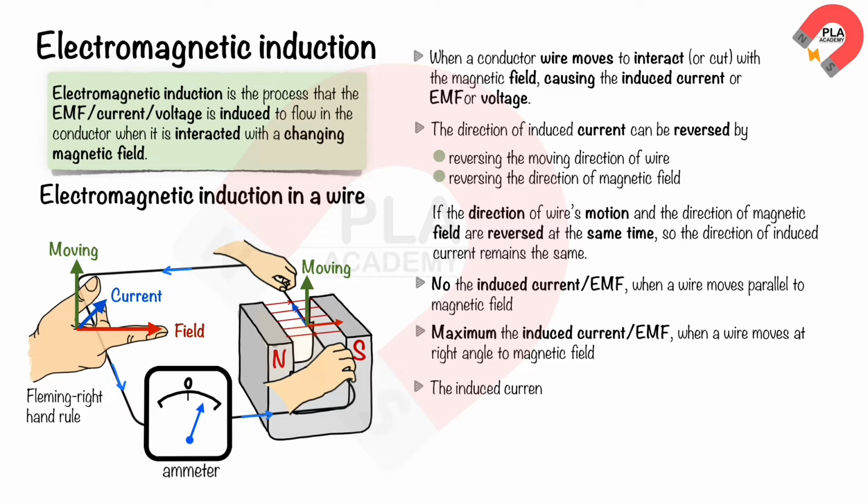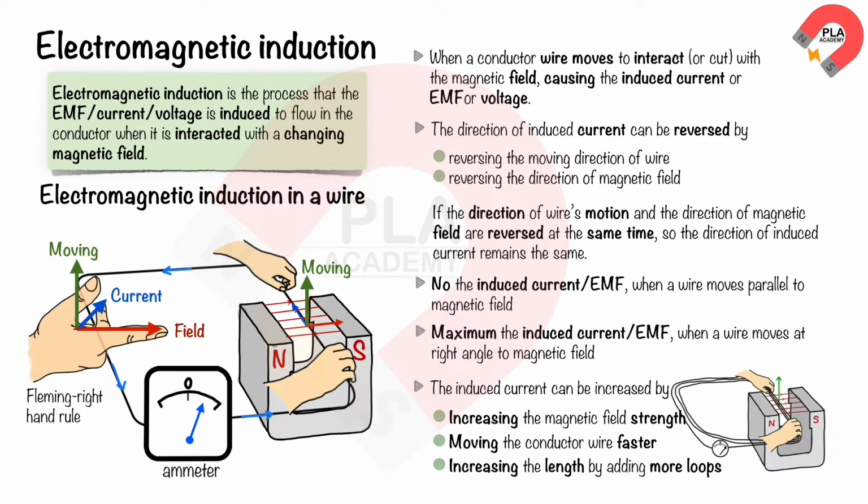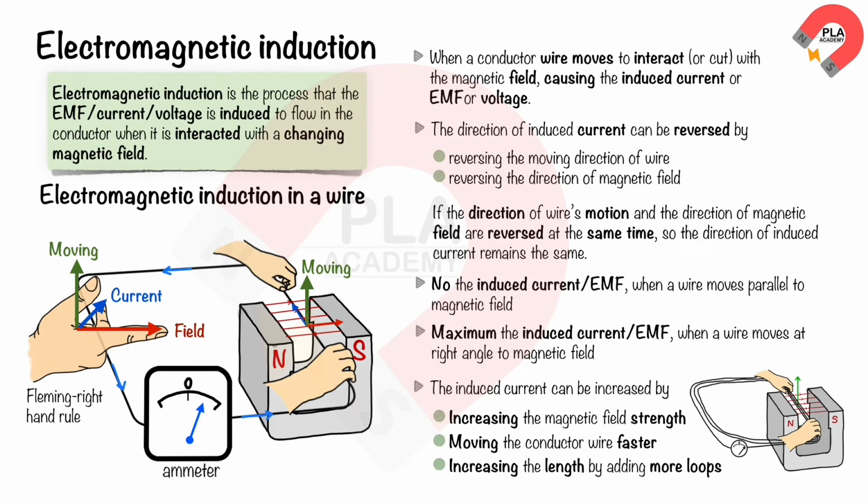The induced current can be increased by increasing the magnetic field strength, moving the conductor wire faster through the magnetic field, and increasing the length of the conductor wire that interacts with the magnetic field by adding more loops.